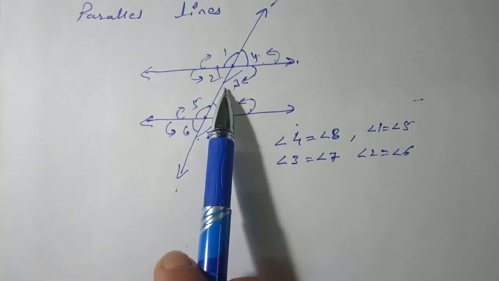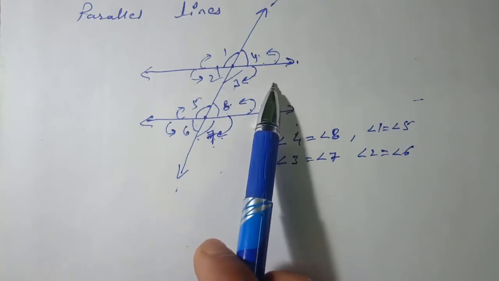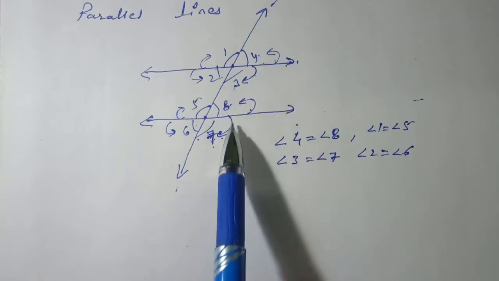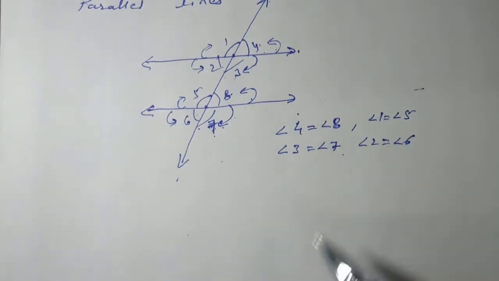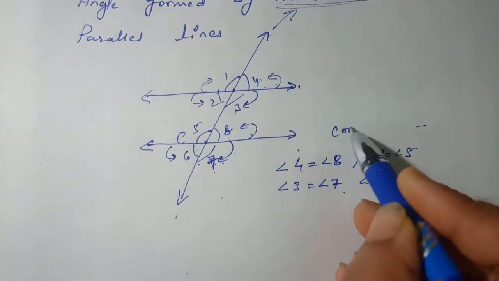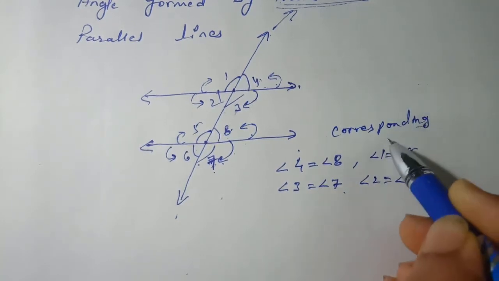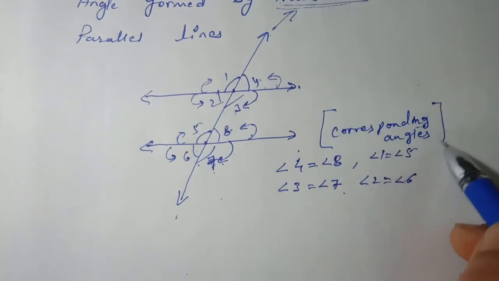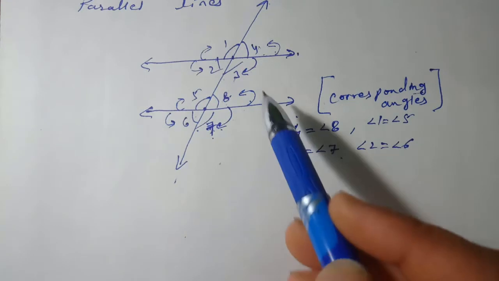So if we take a pair on one side of the transversal, with one angle above the parallel line and one below the parallel line, we find the angles are equal. Such pairs are called corresponding angles. What type of angles are they called? Corresponding angles. Now come to the next pair.